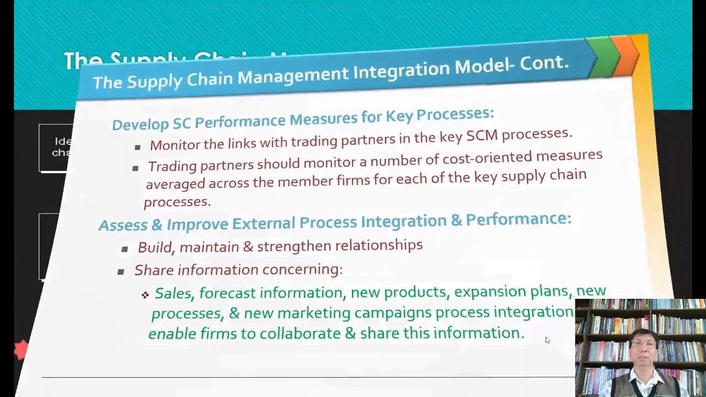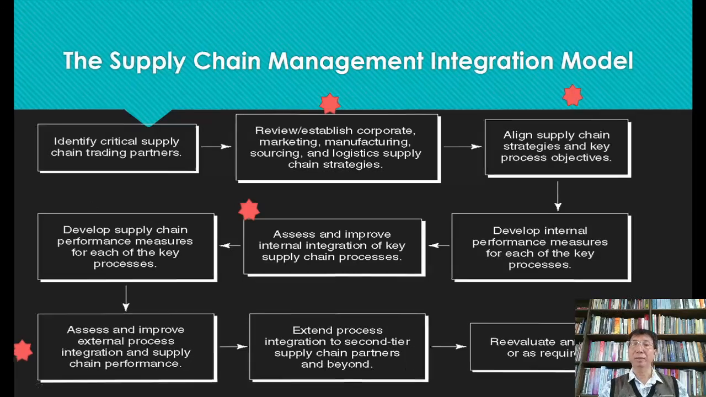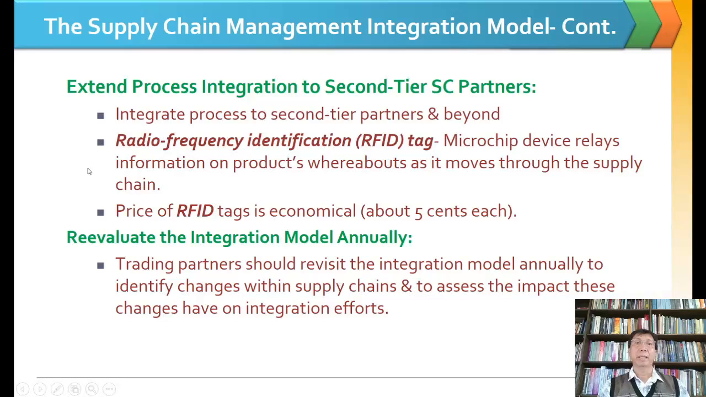We go back to the model. And after that, the firm must extend process integration to the second tier supply chain partners and beyond. And after that, re-evaluate annually or as required. We look at the detail. Extended process is an integrated process to the second tier partners and beyond.